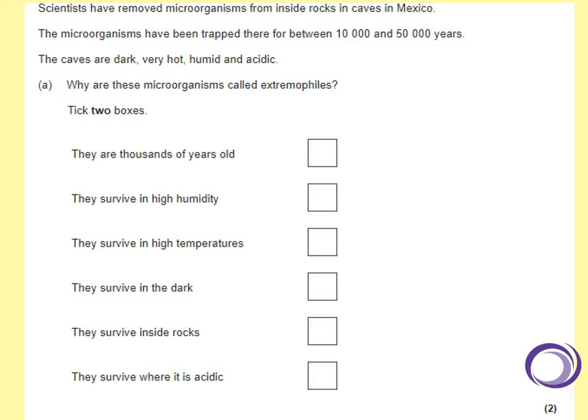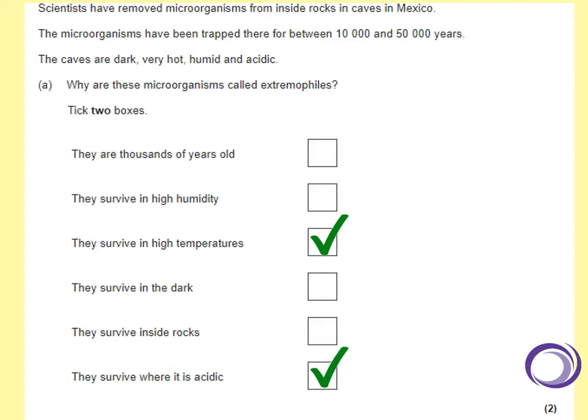So an extremophile is an organism that is adapted to live in extreme conditions, such as high temperatures, high pressures, or high salt concentration. So the two boxes you should have ticked using the information in the question are high temperatures, because it said it's very hot, and acidic. Lots of climates all over the world are humid, and many climates are dark, but these aren't classed as extreme conditions.